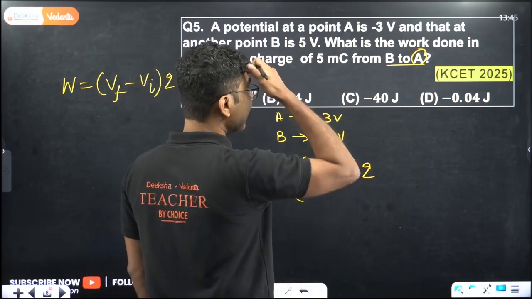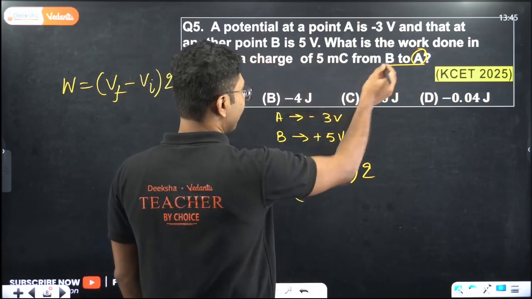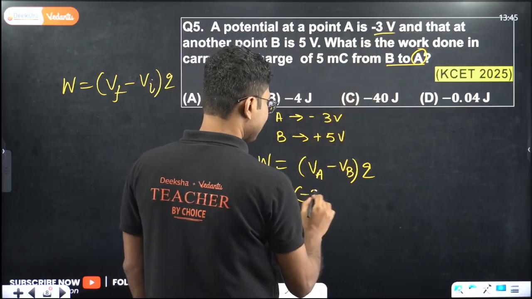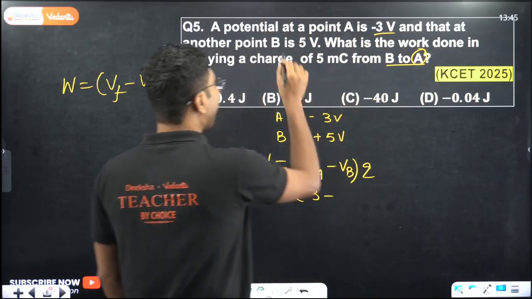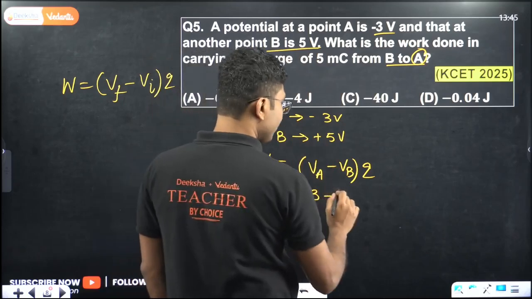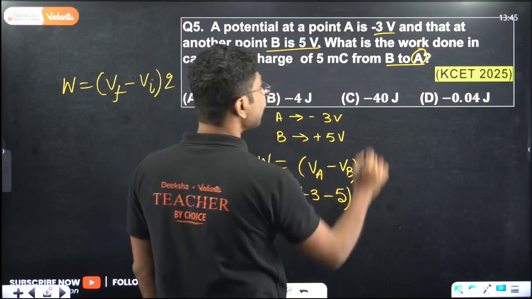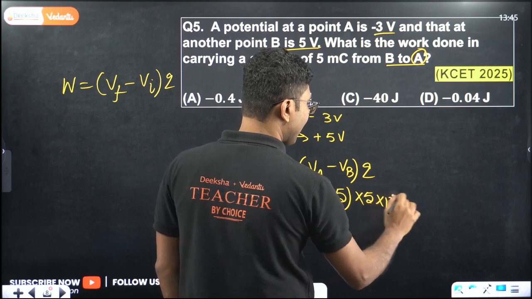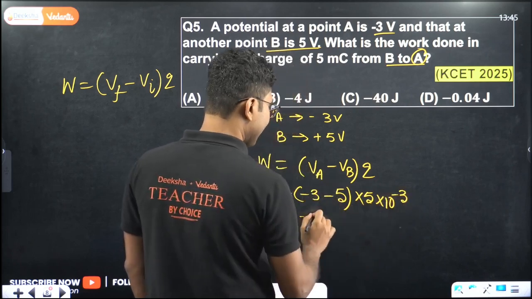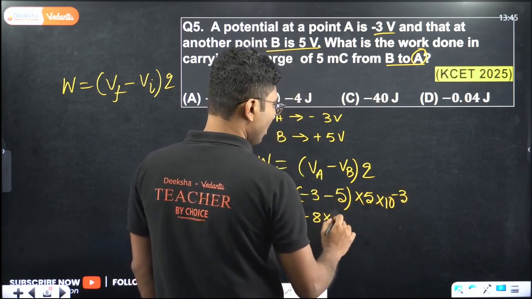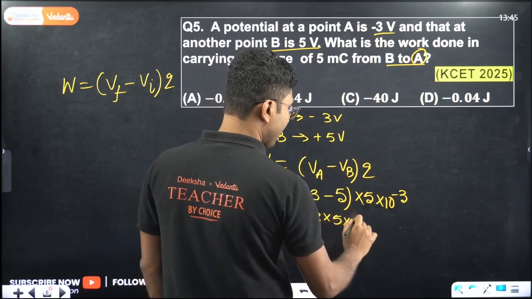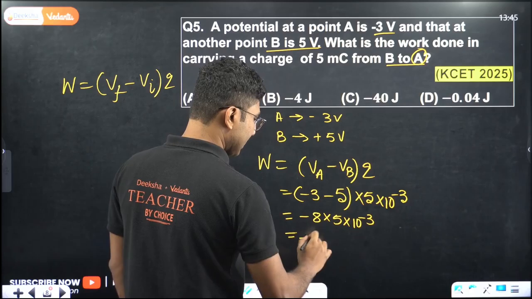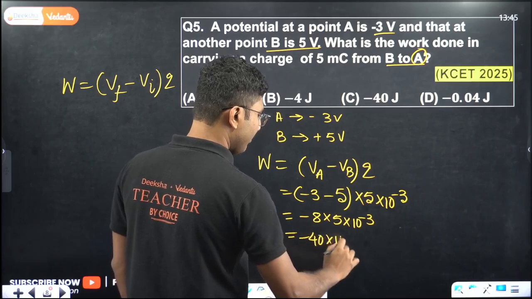So VA here is minus 3 volt, which is the final point. VB is 5 volt. So that will be minus 5, giving minus 8. Charge given here is 5 millicoulomb. Milli means 10 to the power of minus 3. So it will be minus 8 into 5 into 10 to the power of minus 3, or minus 40 into 10 to the power of minus 3.